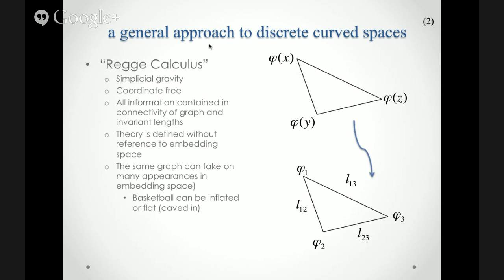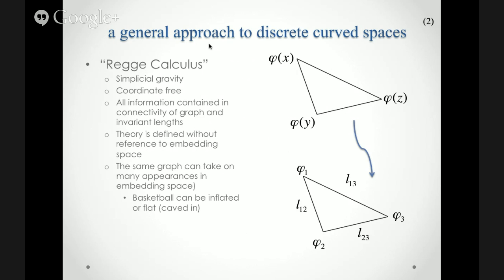It's also called simplicial gravity. Simplicial because everything's based on triangles, tetrahedra, you know, 3-sided things. At least that's the way it's formulated for Regge calculus. And so when you do this, you basically take a field theory which is defined in terms of coordinates, and you replace all the coordinates with labels and these invariant lengths, Lij. So there are no coordinates, everything's coordinate free. And all the information is contained in the connectivity of the graph, so the nearest neighbors, and these invariant lengths, so how far away is my neighbor.